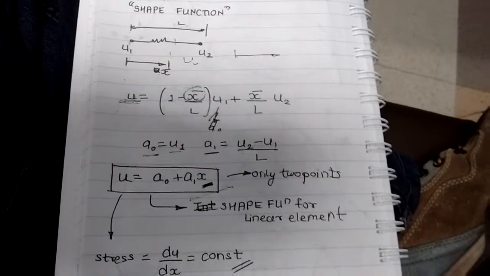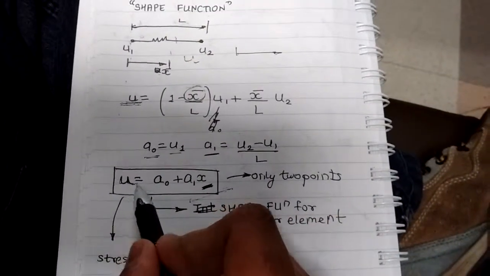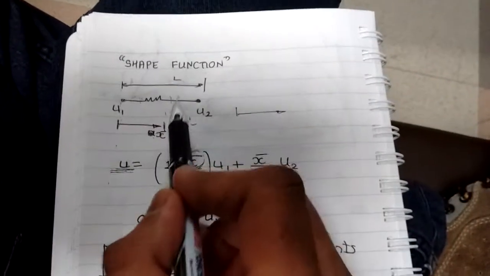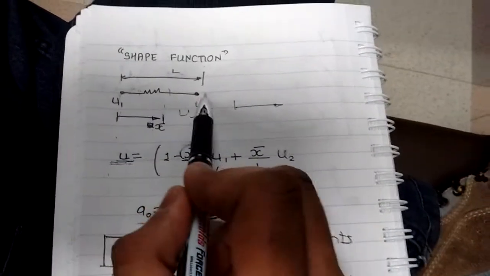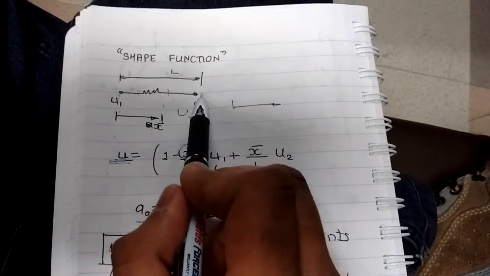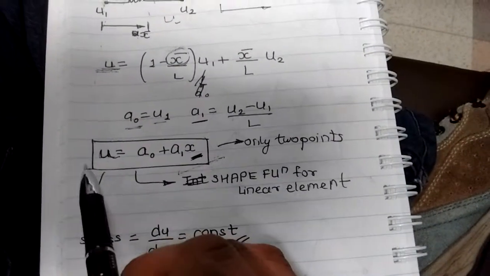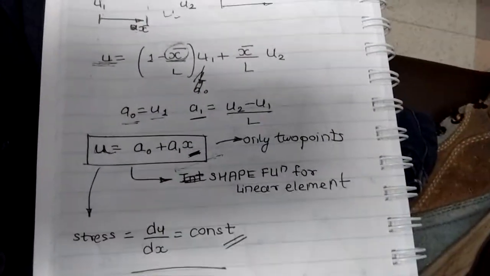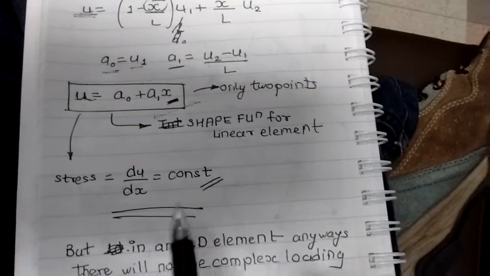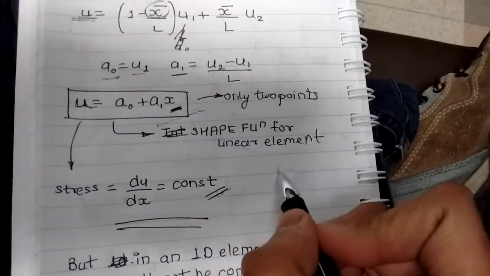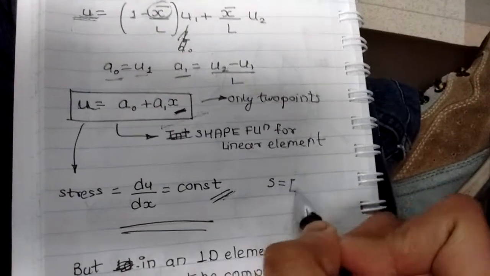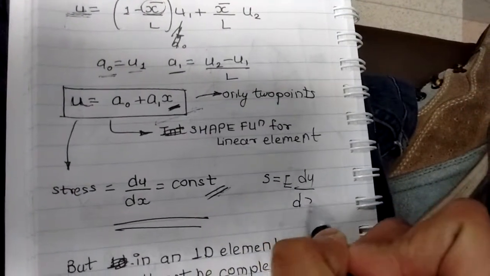Now as you can see here, this is the displacement at any point in between the element, right? This is the element, and at any point in between in the element, the value of displacement is given by this. So as we know, stress is the slope of displacement. If I differentiate this, du by dx, I'll get a constant. So basically stress, which is Young's modulus into du by dx, will be constant. So stress along this element is constant, but in actual case it may vary, but for an element it may not vary.